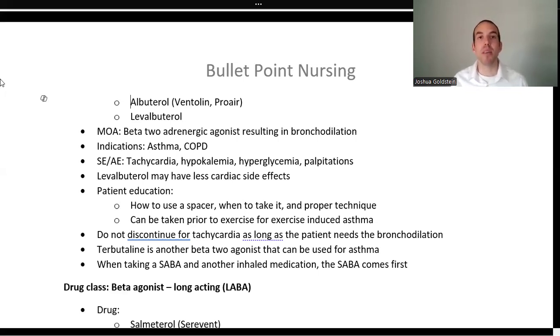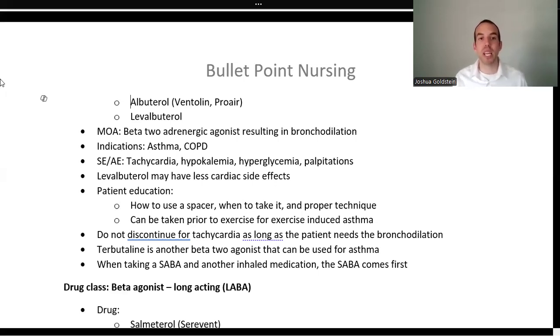When a SABA, meaning albuterol, is taken with another medication, if a patient was supposed to take two medications at once, the SABA always comes first. Why? Because this will open up the airway to make the next inhaled medication more absorbed. Okay, so again, if a SABA is taken with another medication, take the SABA first. I've seen that also in a bunch of test banks.